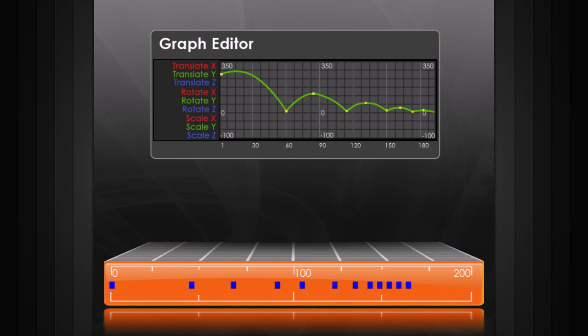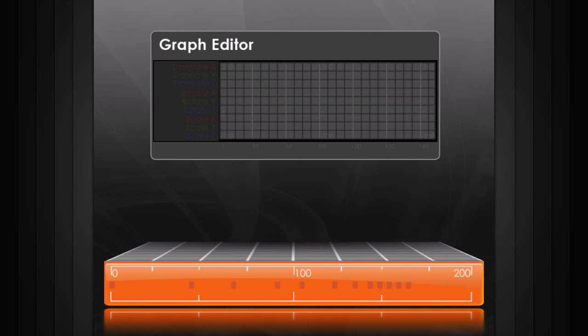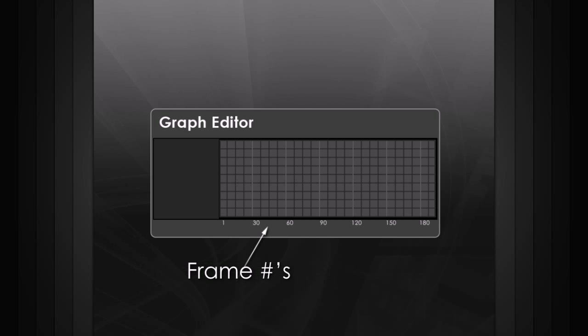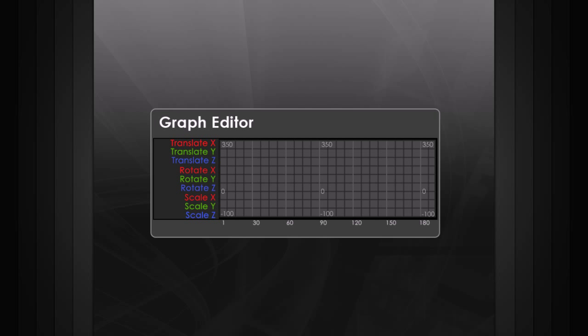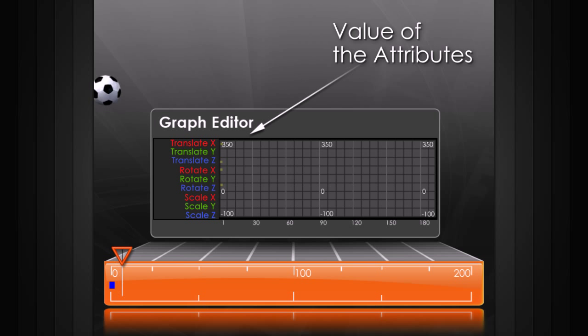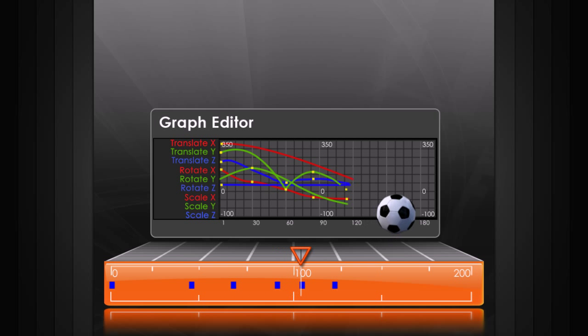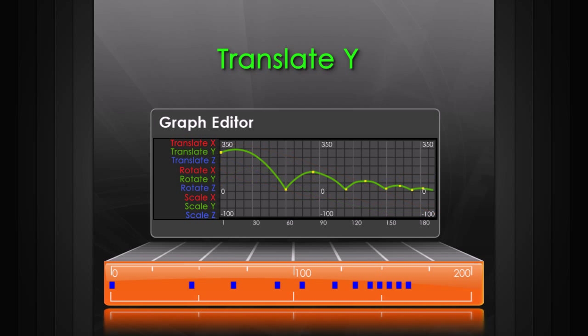Without all of these curves, there we go, that's much better. In the graph editor, we have the familiar frame numbers at the bottom, the various attribute names on the left, but what are the numbers in the middle? Well, this group of numbers actually corresponds to the value of the attributes. Now, clicking on the attribute's name just shows those keyframes, so let's focus on Translate Y.